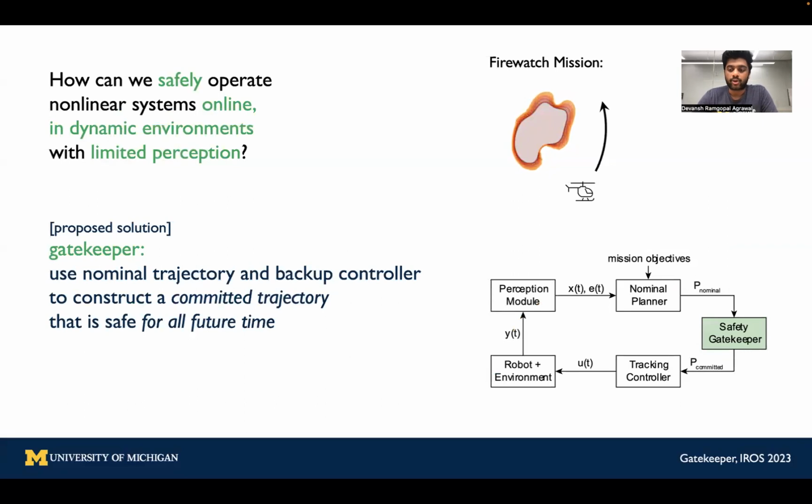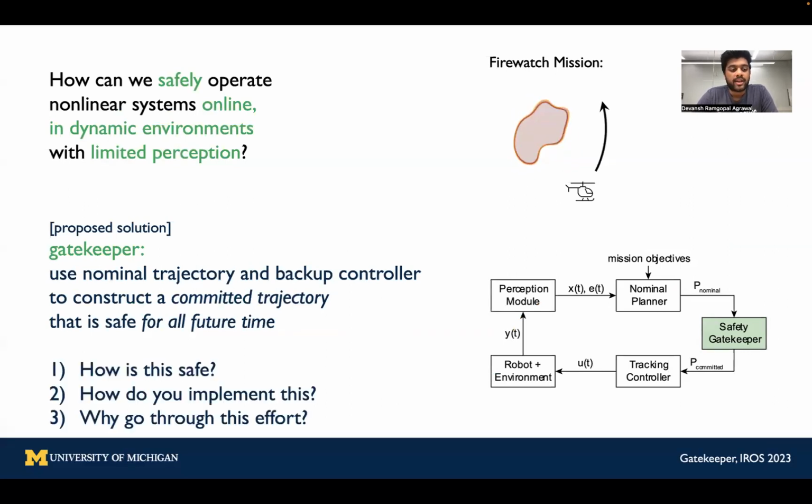Our solution is this algorithm called Gatekeeper, where the idea is to use the nominal trajectory generated by a nominal path planner and a backup controller, in this case, for instance, fly perpendicularly away from the fire, to be able to construct a so-called committed trajectory and show that this committed trajectory is going to be safe for all future time. The main objectives of this presentation are to show you how this strategy renders safety, how we implement this, i.e. the algorithm, and what the benefit is of doing this additional step.